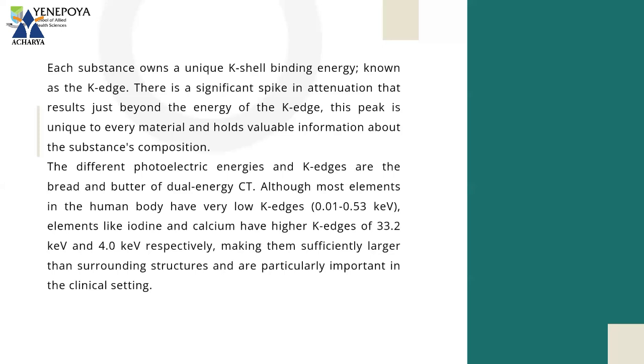In the human body, almost all areas will have a low K-edge, that is, 0.01 to 0.53 keV. But elements like iodine or calcium, for example, have higher K-edges, 33.2 keV and 4.0 keV respectively, making them sufficiently larger than the surrounding areas. These are very important in clinical settings.